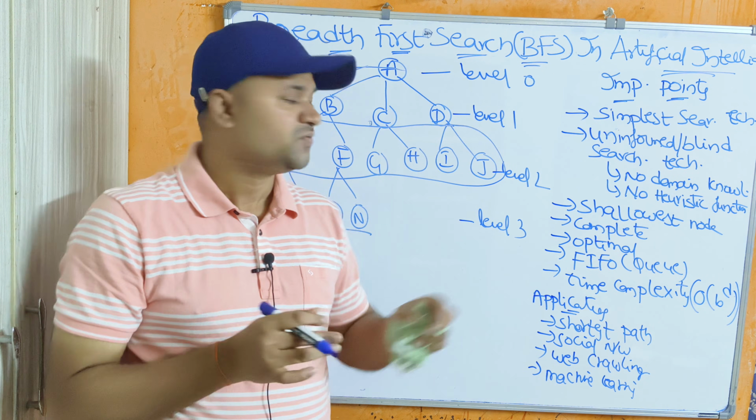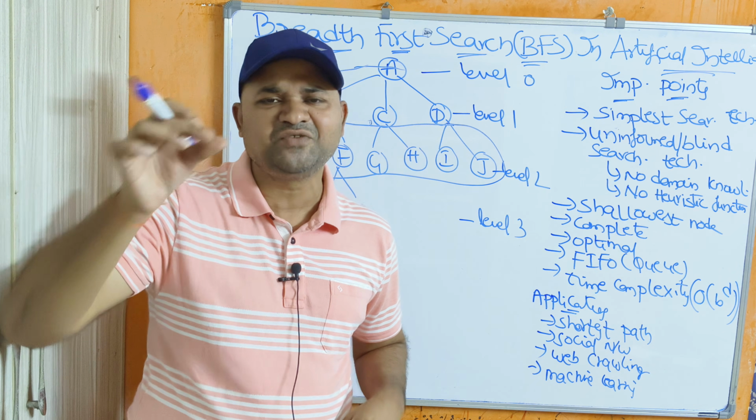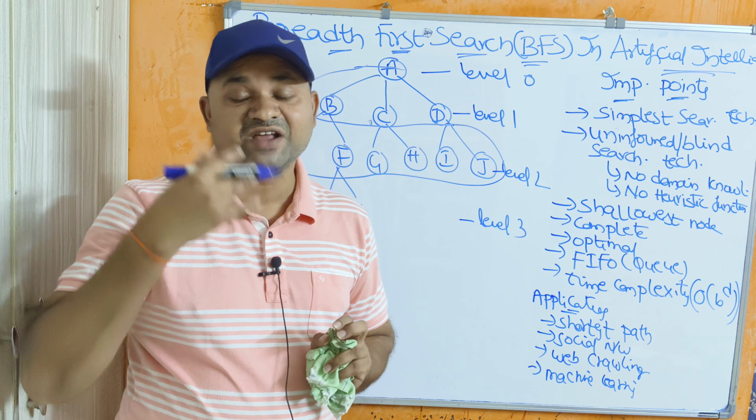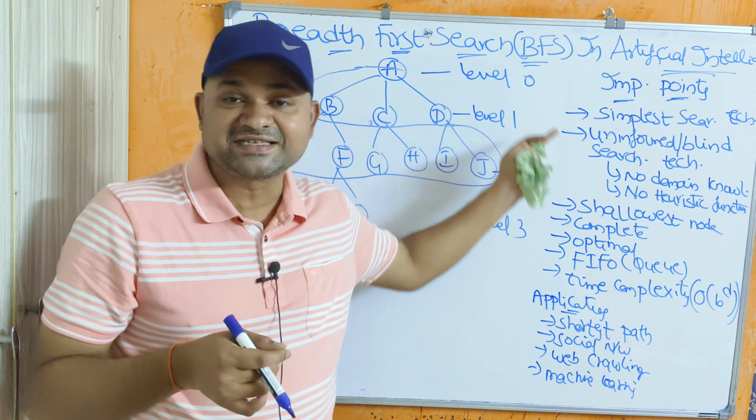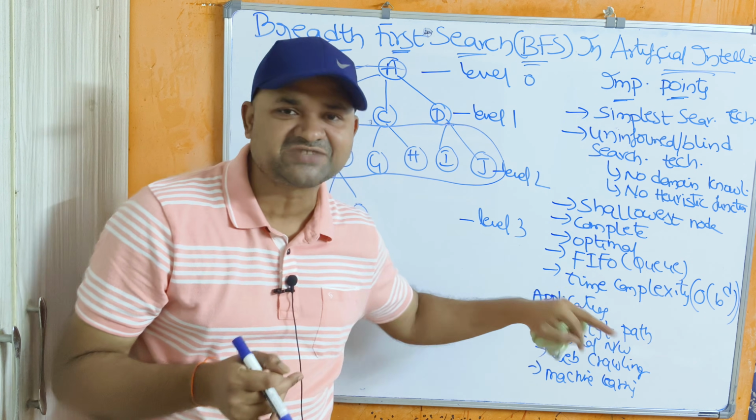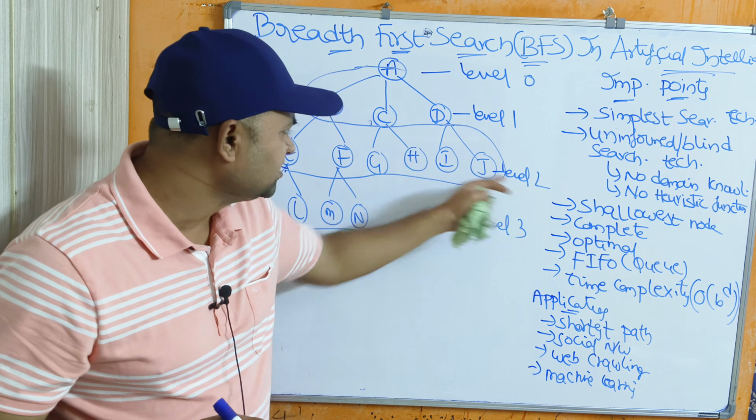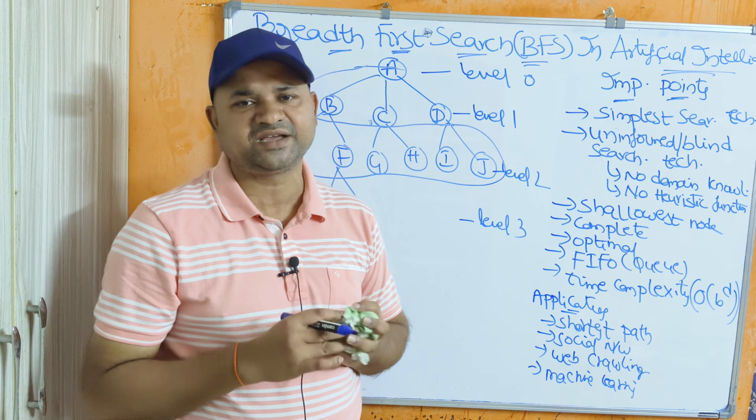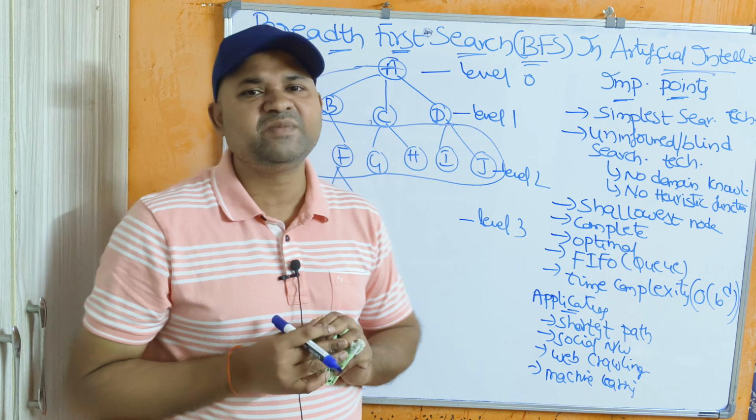So here first the root node will be visited, that is the node at level 0. Next, the level 1 nodes, which are nothing but the successors of the level 0 nodes, will be visited. Next, the level 1 successors will be visited. Level 1 successors are nothing but these nodes, so all these nodes will be visited, okay? Next, the level 2 successors, that means level 3 nodes, will be visited.